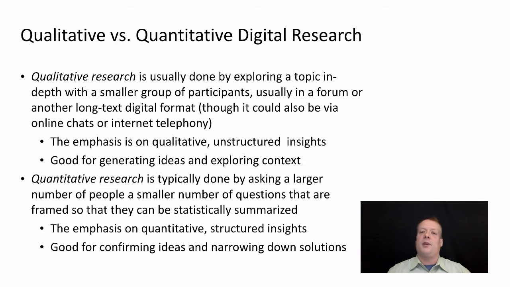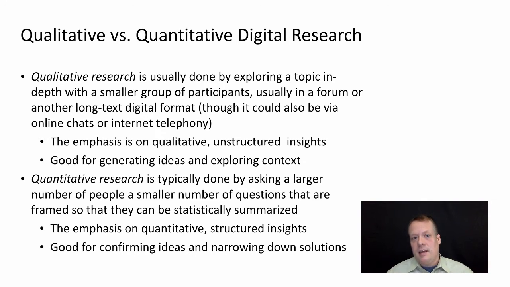Quantitative research, on the other hand, is typically done by asking a larger number of people a smaller number of questions in such a way that the data can be summarized, right? So the example here would be, we're offering a new digital streaming service. We want to include exclusive artists who are not available on other streaming services. Would that be valuable to you? Please rate this on a scale of 1 to 7. Right? That's an example of a quantitative research question. It's a confirmatory hypothesis question, right? Where you're trying to confirm a hypothesis that might have been developed through another method. Quantitative research is very good for identifying and confirming ideas and narrowing down solutions, not necessarily for generating ideas.